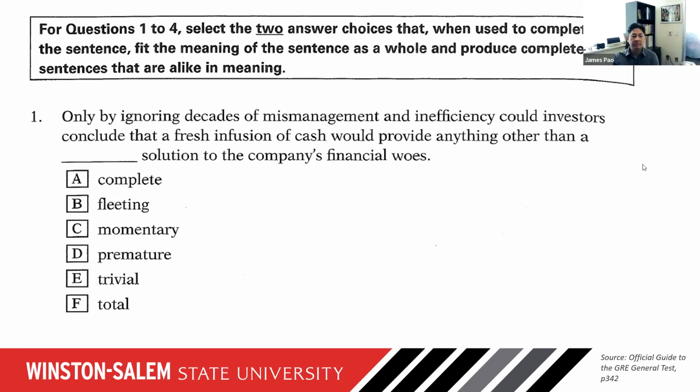This is a hard question. Provide anything other than egg. So the answer has to complete the sentence and mean the same thing. So I have to choose two? You've got to choose two, and they have to complete the sentence and mean the same thing in the context of the sentence.